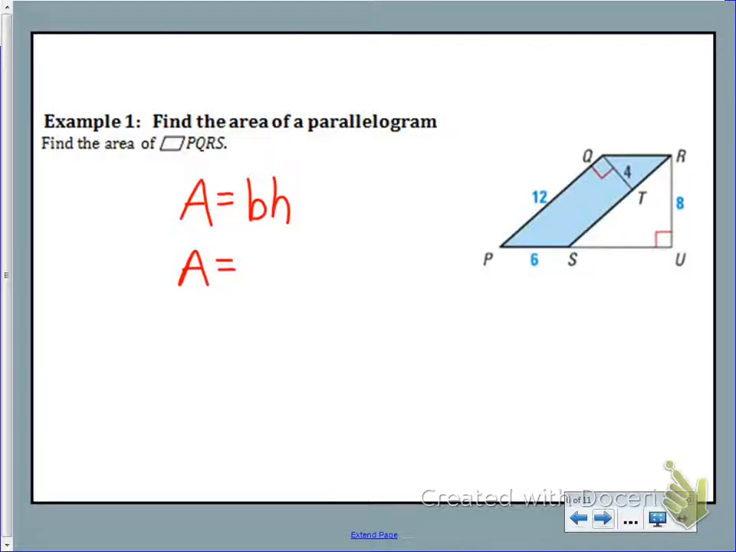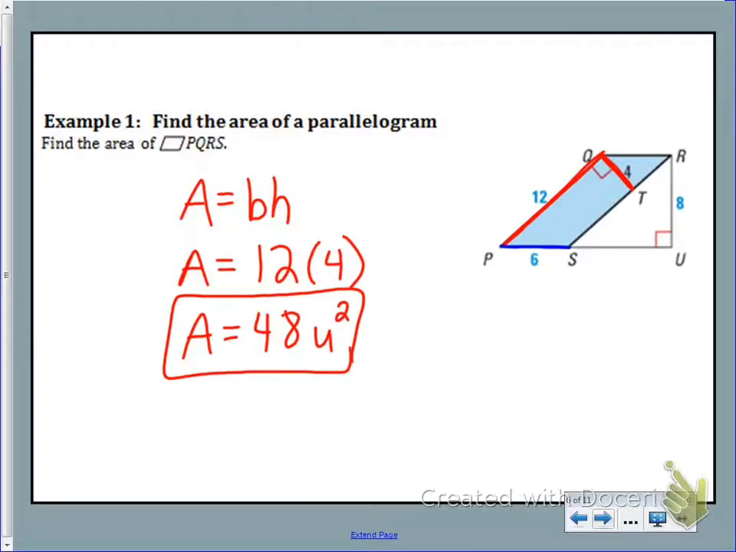Now looking at this picture, there's a lot of lengths. Well, there's 2 bases that we could use. We could use the side length of 12, or we could use the side length of 6. So take your pick. I'm going to show both methods. If I use the side length 12, then that's the base. And then the height has to make a perpendicular with that base. So in this case, the length that makes a perpendicular would be 4. So the area of the parallelogram is 48, and the units on any area would be units squared. So anytime you're calculating an area, you would have units such as feet squared, meters squared, and so forth.